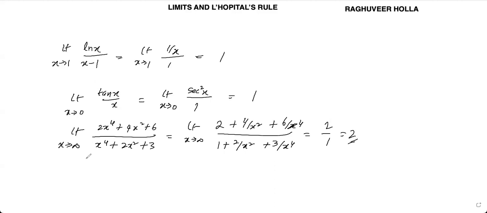Now let us see one more problem: limit x tends to infinity, x by e to the power of x. Again, we can apply L'Hopital rule here. So differentiation of x is 1, and the denominator is e to the power of x. So this is 1 over e to the power of x, and when you substitute x as infinity, this will be 0.